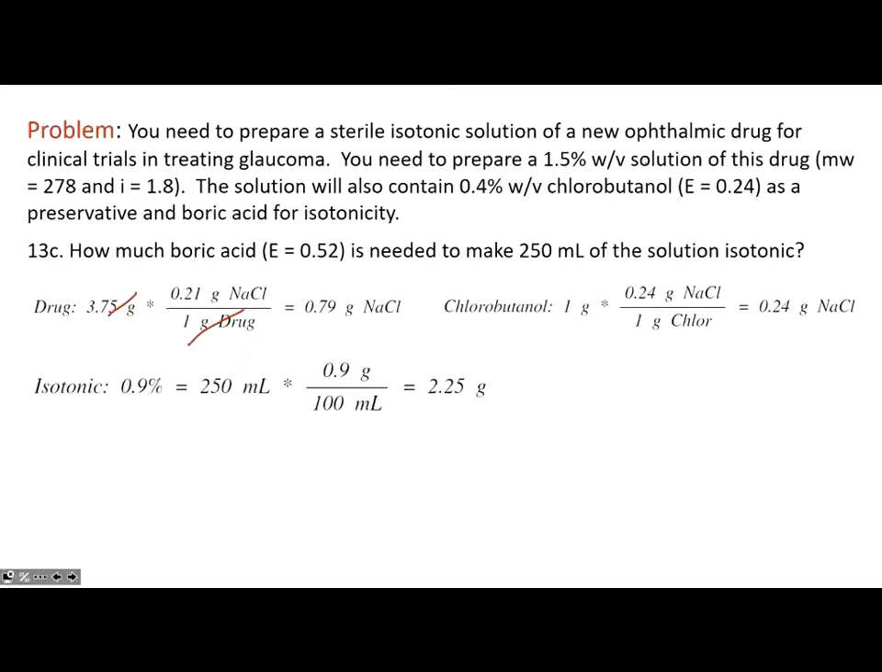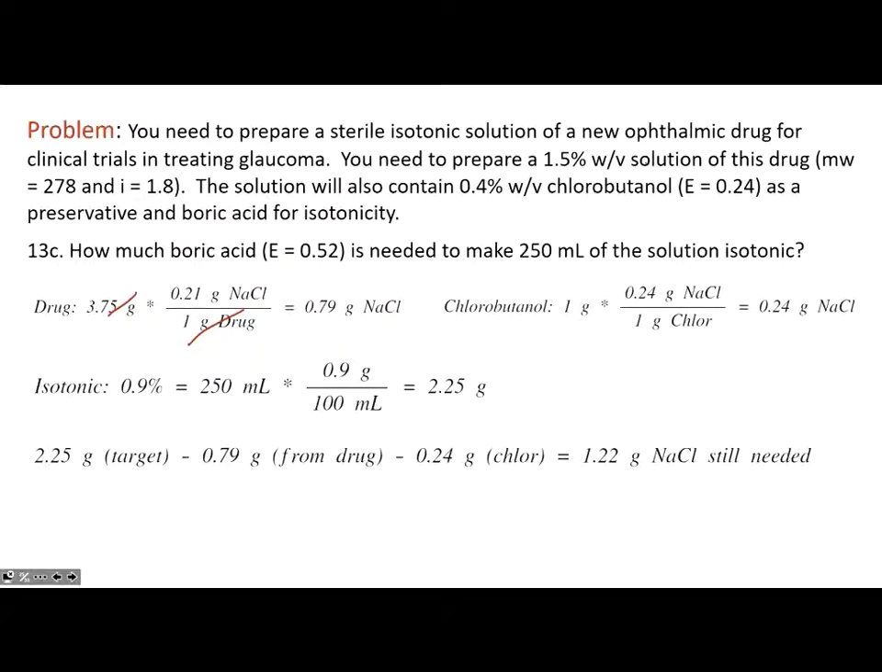What's the target? Remember, you do need to know that an isotonic solution is 0.9%. So let's take 250 milliliters, which is our batch size, times 0.9%, which means 0.9 grams per 100 mils. That would tell me how much sodium chloride I would need total for that volume. So for 250 mils, I need to have 2.25 grams of sodium chloride. Well, I'm getting some of that from my drug, so let's take the 2.25, subtract the amount from the experimental drug, 0.79 grams, subtract the amount from the chlorbutanol, which is the 0.24 grams, and what I still need to get is the 1.2 grams.